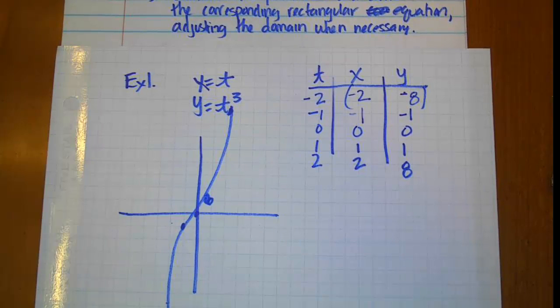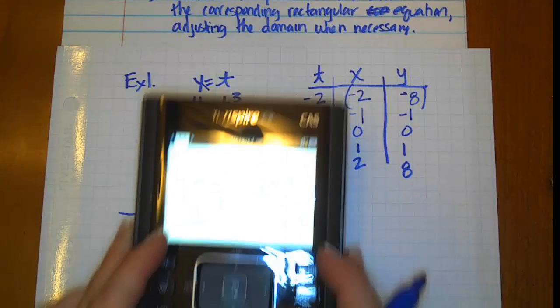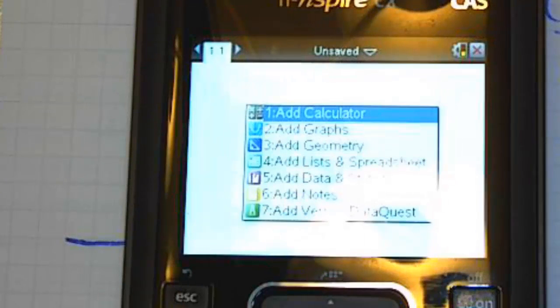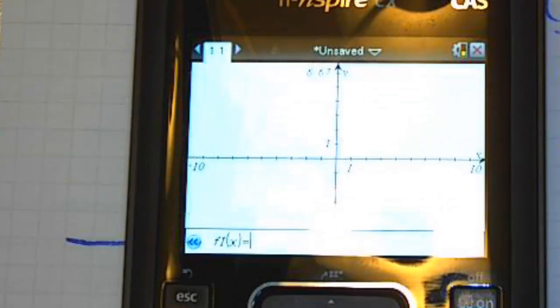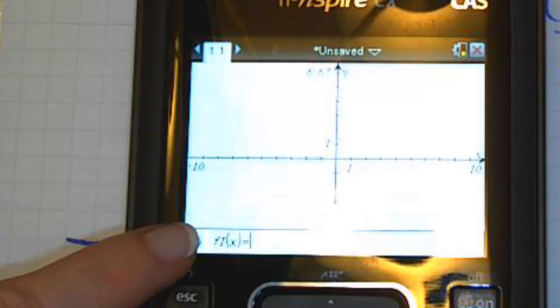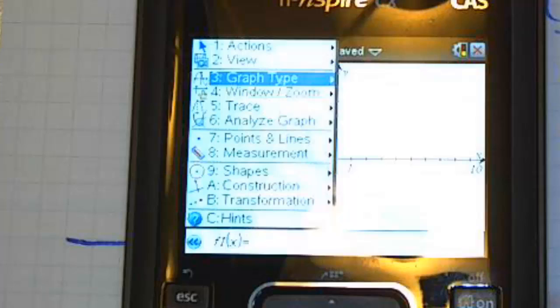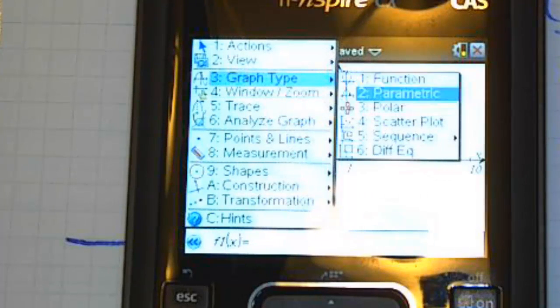Okay. Now if I want to do this on my graphing calculator to verify, I'm going to press menu and open up a graphs page. Now, this is in function notation. We have f1. So I'm going to go to menu and go to graph type, and you want to put in a parametric equation.